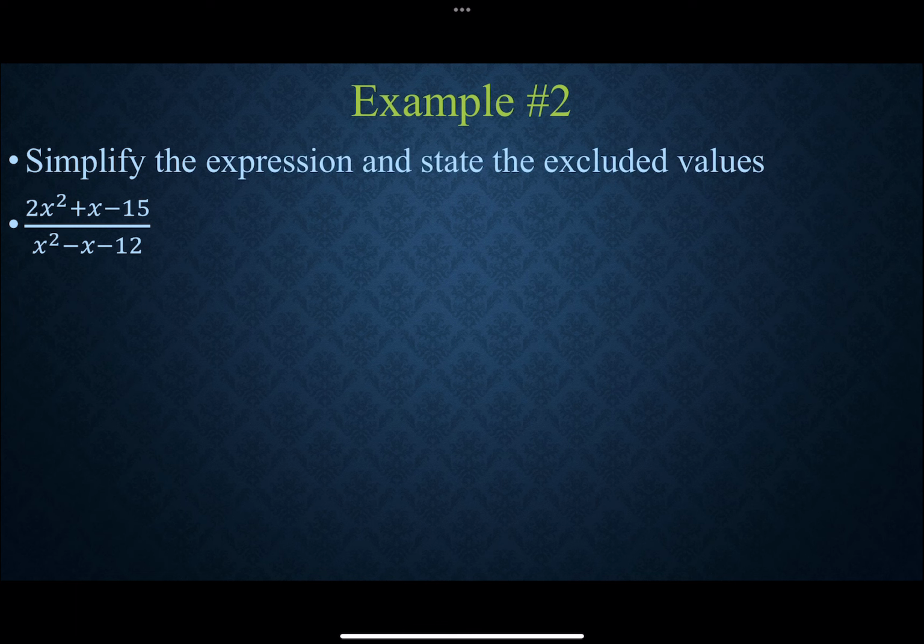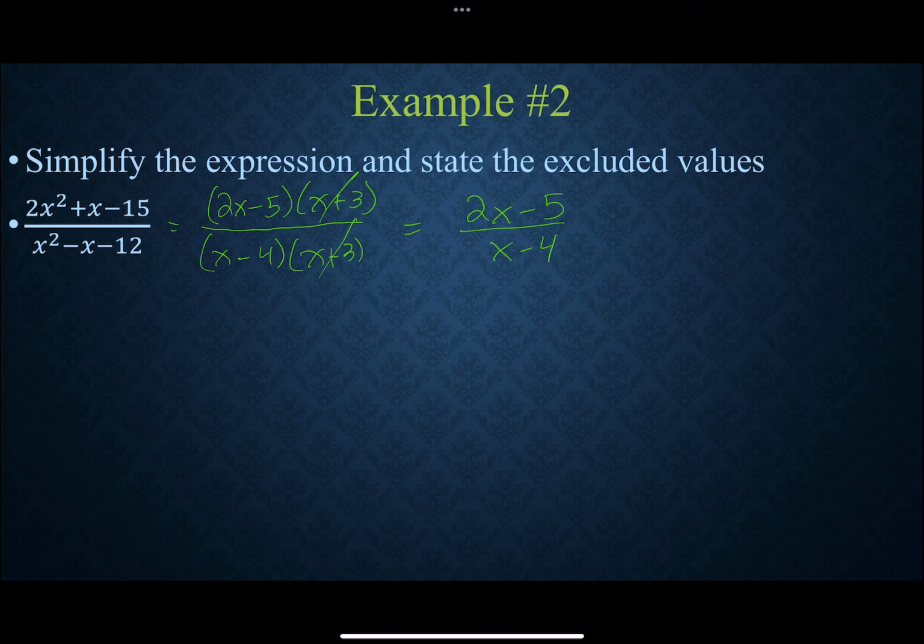So here we have a number in front of the x squared. So this is going to require the AC method of factoring. Again, if you need to review that concept, you want to rewatch the 2.1 video. We're recognizing the bottom factors as x minus 4 and x plus 3, whereas the top is going to factor as 2x minus 5 and x plus 3. Recognizing x plus 3 cancels from top and bottom, leaving 2x minus 5 over x minus 4 for our final reduced form of the fraction.